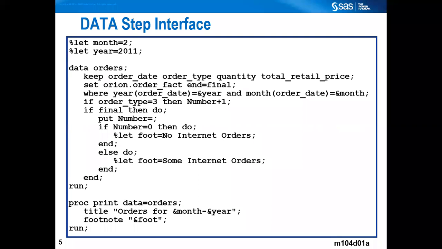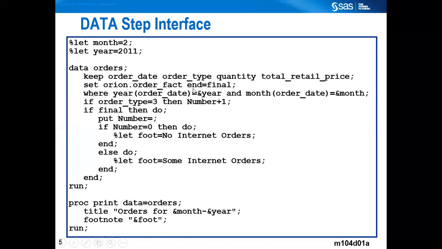So here, let's see this. Now we are creating two macro variables with month and year. Month you are manually writing the value, year you are giving the value. You're creating a data set orders which will subset the information for orders placed in these particular dates. The input data from which you are extracting the information is order fact from the Orion library.